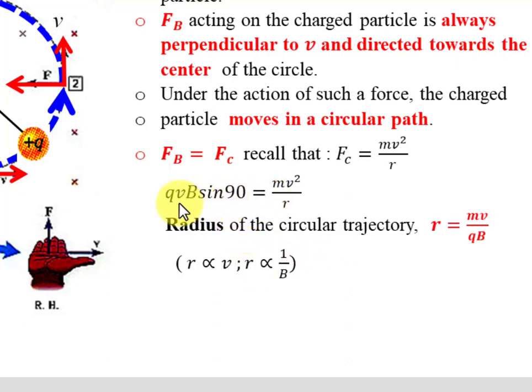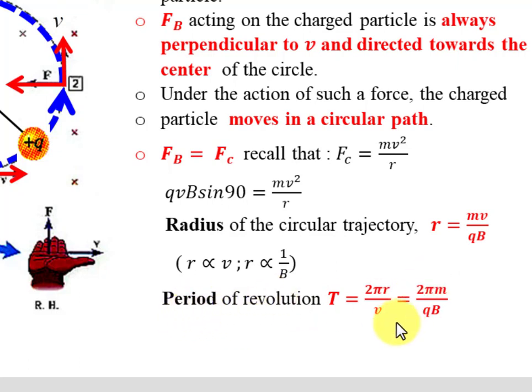From this equation, you rearrange and you can get the radius of the circular trajectory equals mv over qB. From this equation, we know that r is directly proportional to v and r is inversely proportional to B, the magnetic field. From this relation, we can also get the period of revolution. We know that T equals 2 pi r over v, a general equation we have learned before. So we substitute r with mv over qB, and we get T equals 2 pi m over qB.